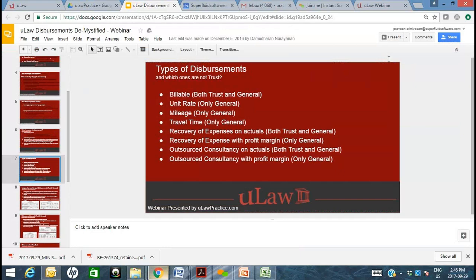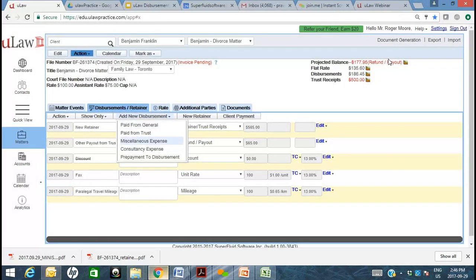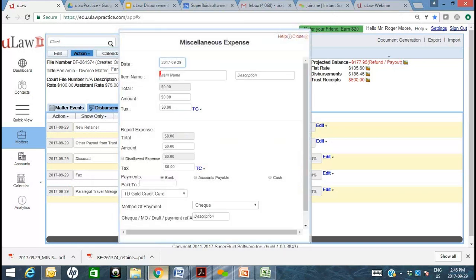Likewise, you could do travel time. But I'm going to focus on a recovery expense with a profit margin, just to highlight what that looks like. So to do that, I'm going to say a miscellaneous expense. Item name: software costs, and I'm going to charge the client $120, whereas let's say you paid for this particular software only $100. So that's a $20 markup that you're charging your client versus what you actually paid for it.